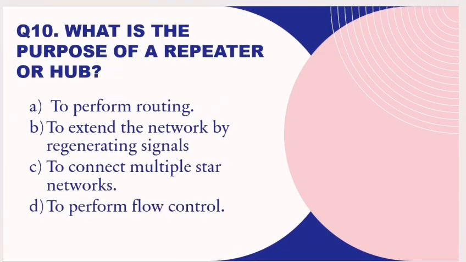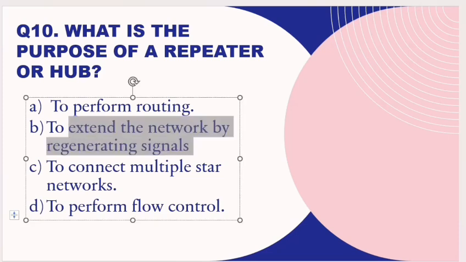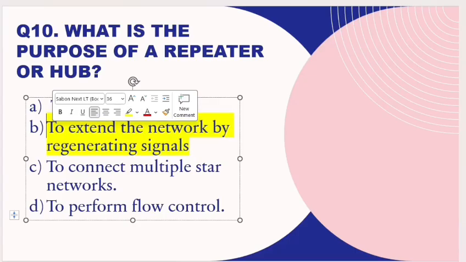Moving on to our 10th question. What is the purpose of a repeater or a hub? Option A, to perform routing. Option B, to extend the network by regenerating signals. Option C, to connect multiple star networks. Option D, to perform flow control. So the right answer for this question is option B, to extend the network by regenerating signals.